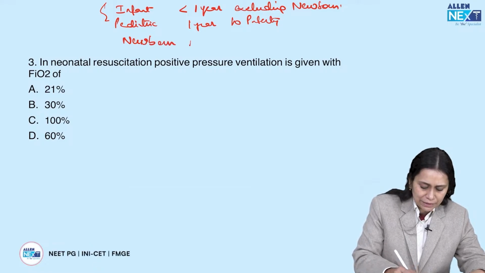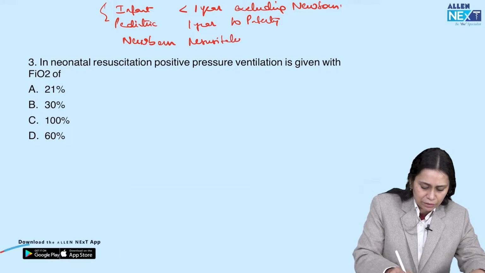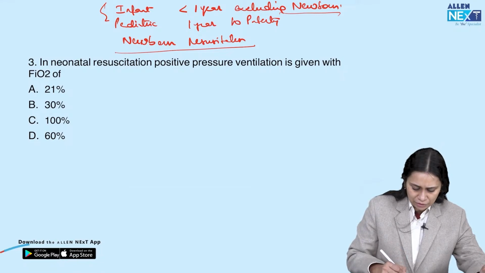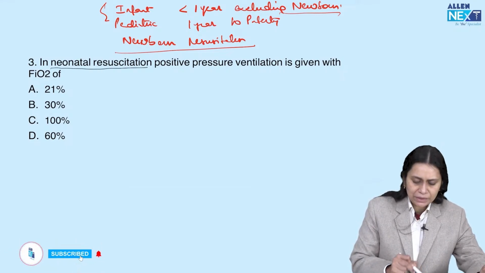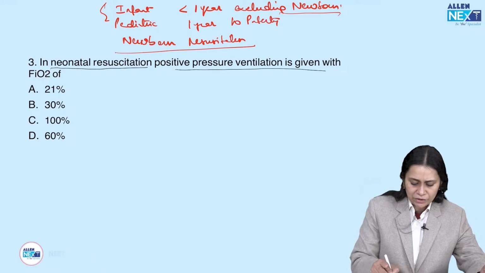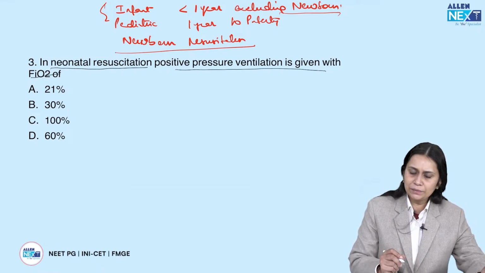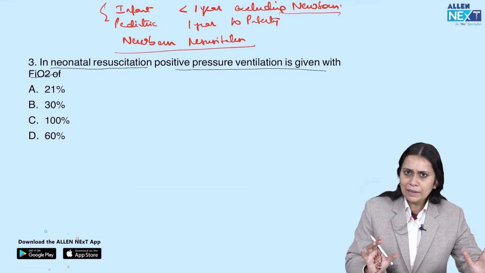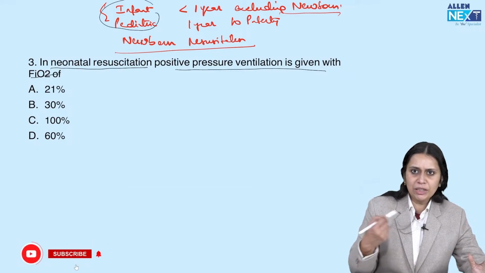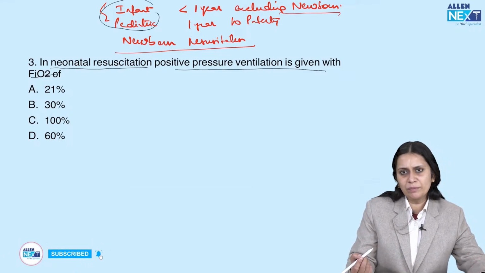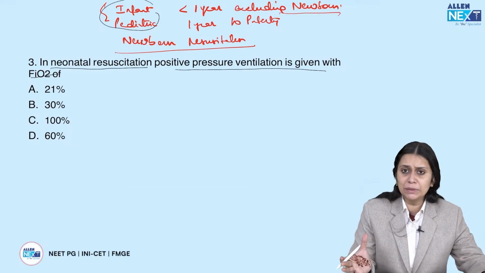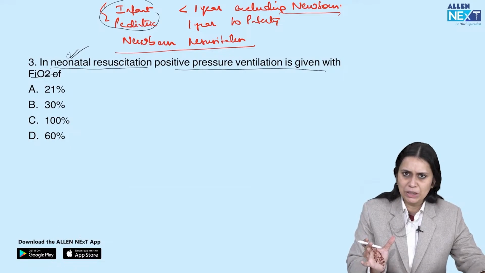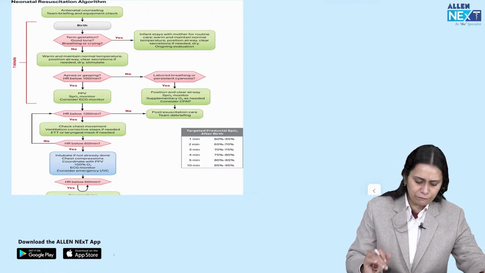Now I will talk about newborn resuscitation. Infant is excluding newborn. In this question, in neonatal resuscitation, positive pressure ventilation is given with FiO2 of 21%, 30%, 100%, or 60%? In infant, pediatric, adult, if I am doing positive pressure ventilation with bag and mask, we always give 100% FiO2 in cardiac arrest. But in neonate, there are some differences which we need to know about. So let us see this flow chart.